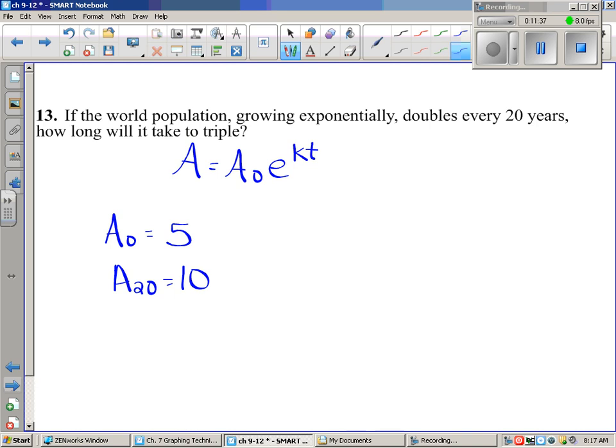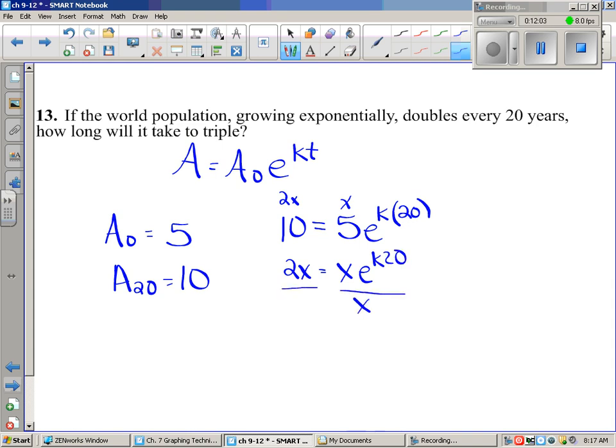So now what we're going to do is plug this in. So I have 10 equals 5e to the 20k. Again, we don't know what K is, but we do know that in 20 years it was supposed to double, right? So if it was X, 2X, whatever. So what's the first step I'm going to do to solve for K? I'm going to divide by 5. And whether you divide by 5, or by X, or by 3, when I divide this side by X and this side by X, I'm left with 2. And no matter what you would have chosen here, whether it was 6 and 3 or 4 and 2, you would have ended up with 2 equals e to the 20k.